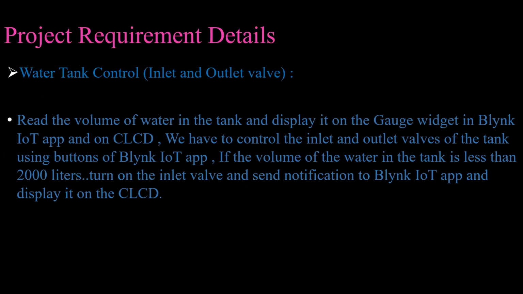And the last one, water tank control. Read the volume of the water in the tank and display it in the gauge widget in the Blynk IoT app and on the CLCD. We have to control the inlet and outlet valves of the tank using buttons of the Blynk IoT app. If the volume of the water in the tank is less than 2000 liters, turn on the inlet valve and send a notification to the Blynk IoT app and display it on the CLCD.